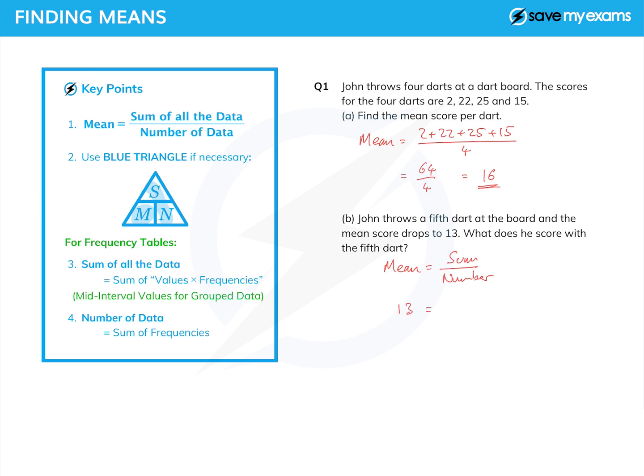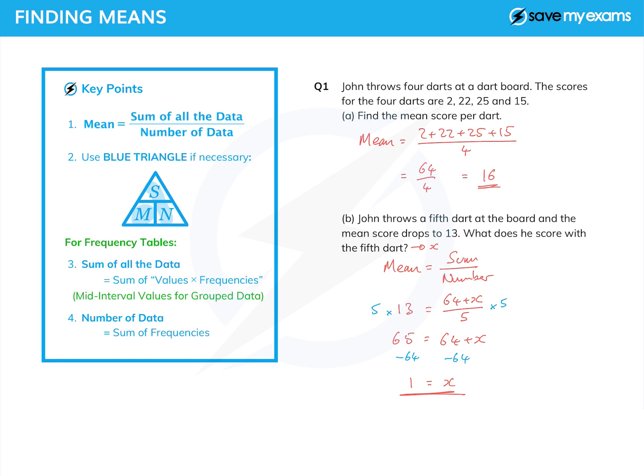Now, what would we do there? Well, let's call the 5th dart x, and then the sum is 64 plus x, because we've already got 64 from the first part of the question. We add a further x, and then we're dividing by 5. And now all we need to do is solve the equation to find x. So we multiply both sides by 5 to get rid of the fractions, and that gives me 65 equals 64 plus x, and then we just subtract the 64 from both sides, and we see that x is equal to 1, or 1 equals x. And so the score on the 5th dart is 1.